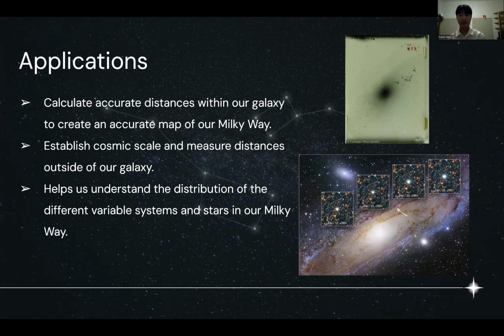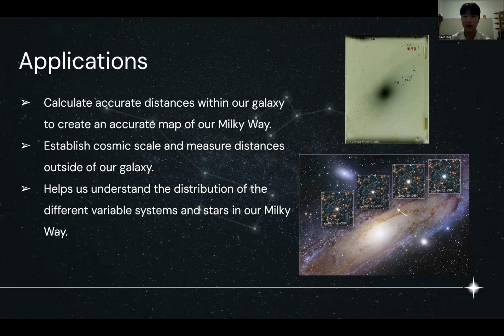And finally, it helps us understand the distribution of the different variable systems and stars in our Milky Way galaxy. So this is what we did earlier with the statistics. We're able to find the general trend of which stars and which systems are rarer than the others.